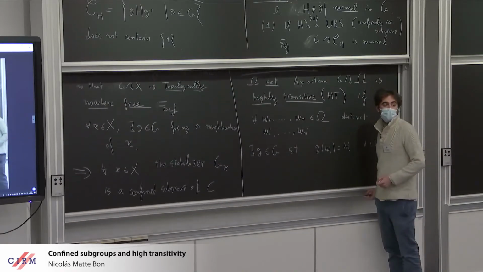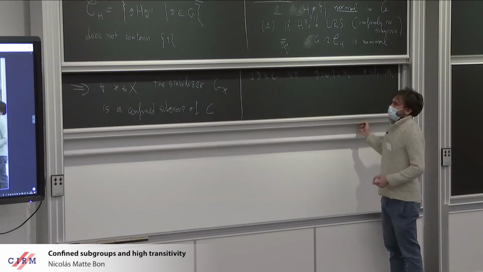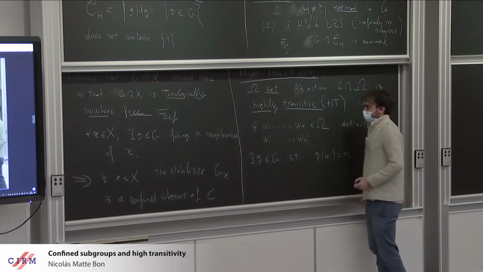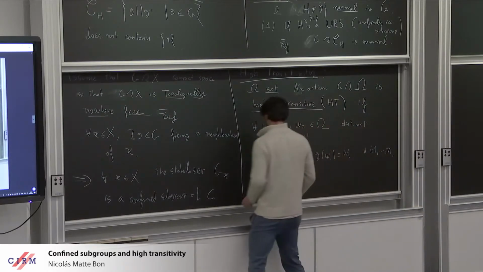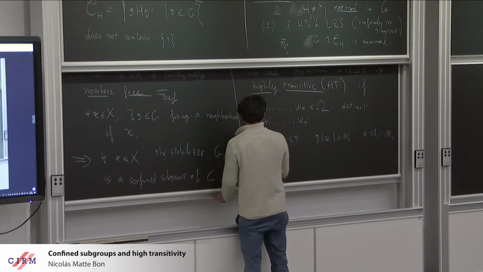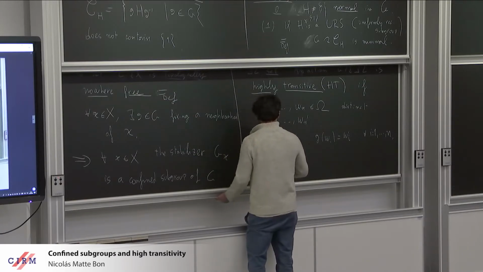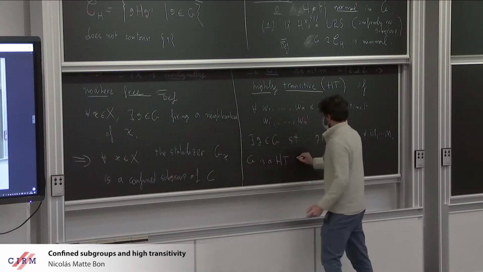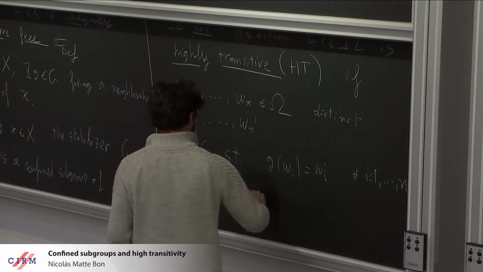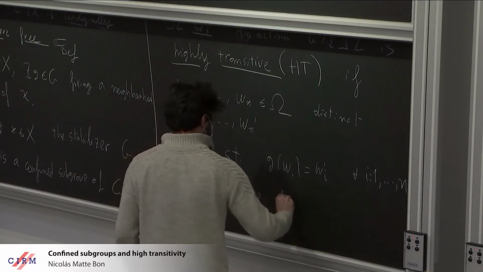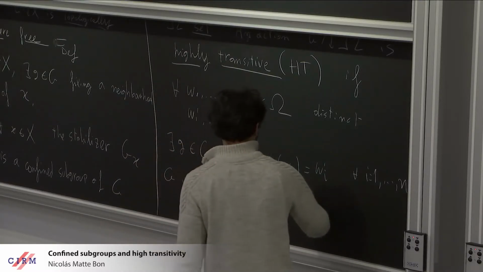Okay? And for short, I will say that G is a highly transitive group if it admits a faithful highly transitive action.